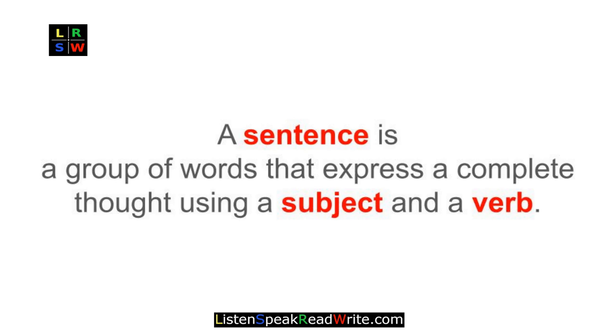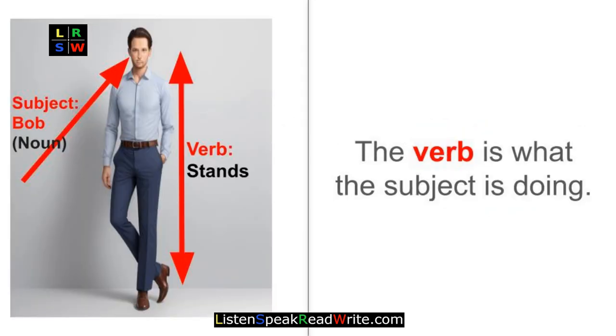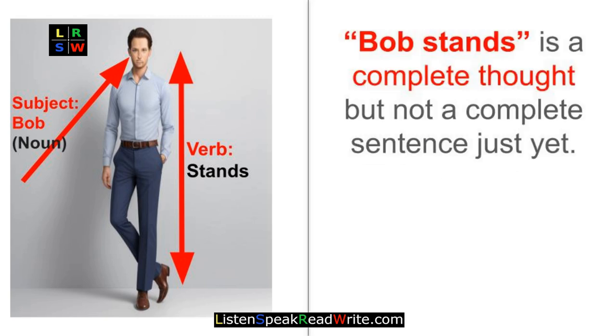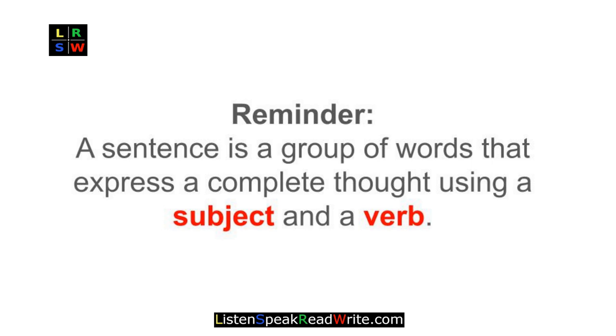A sentence is a group of words that express a complete thought using a subject and a verb. The subject is what the sentence is about. The verb is what the subject is doing. Bob stands is a complete thought, but not a complete sentence just yet. Usually the first letter of the first word in a sentence is capitalized, and the sentence ends with a punctuation mark. Reminder: a sentence is a group of words that express a complete thought using a subject and a verb.